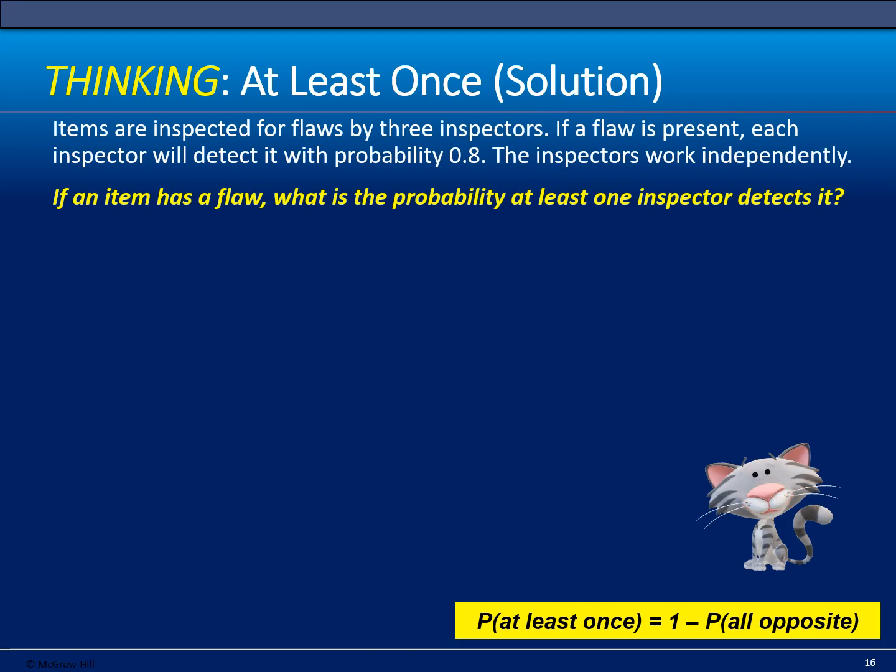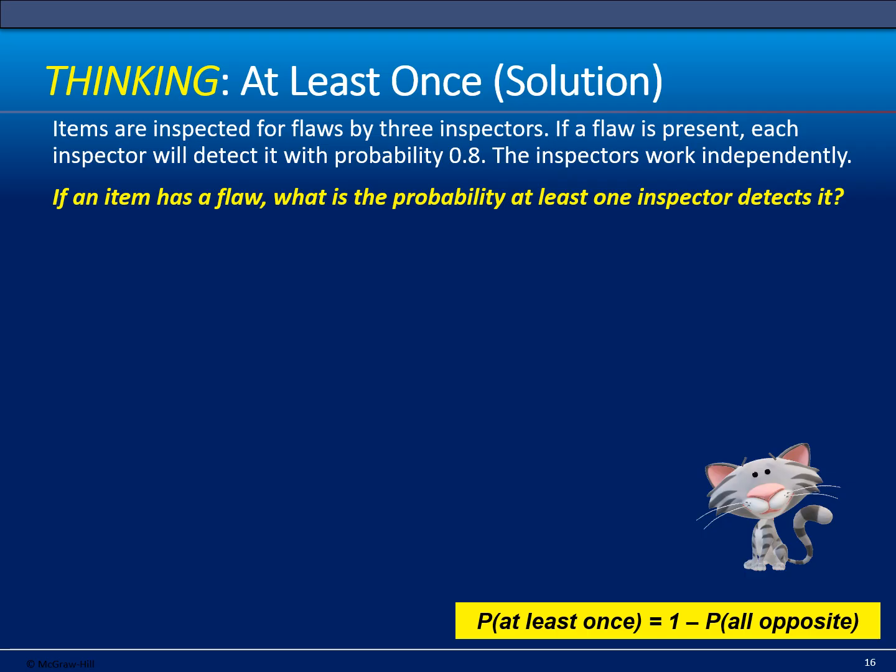Let's try another one. Items are inspected for flaws by 3 inspectors. If a flaw is present, each inspector will detect it with the probability of 0.8. The inspectors work independently. If an item has a flaw, what is the probability at least one inspector detects it? Okay.